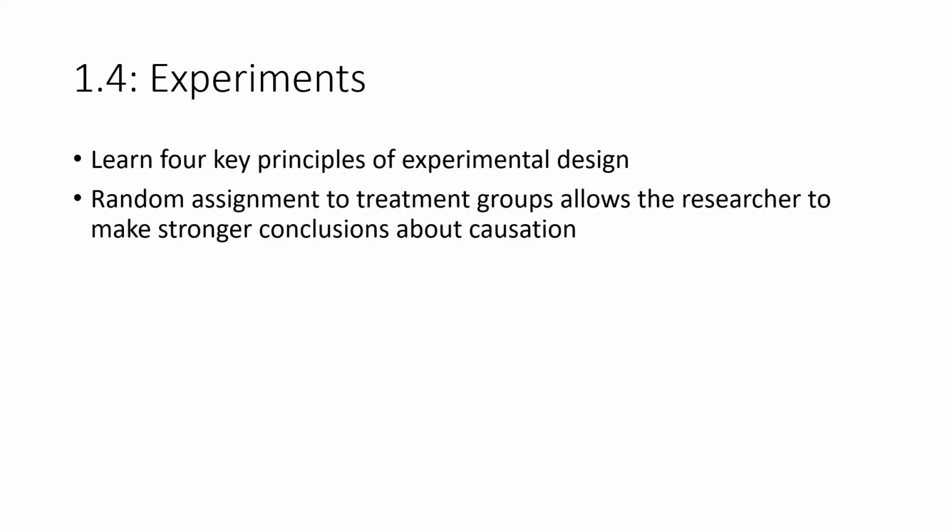Section 1.4 focuses entirely on experiments. Let's start by learning about 4 key principles of experimental design that we'd like to have to know that we have a good experiment. We'll see that random assignment to treatment groups as part of an experiment allows the researcher to make stronger conclusions about an association actually being causation.